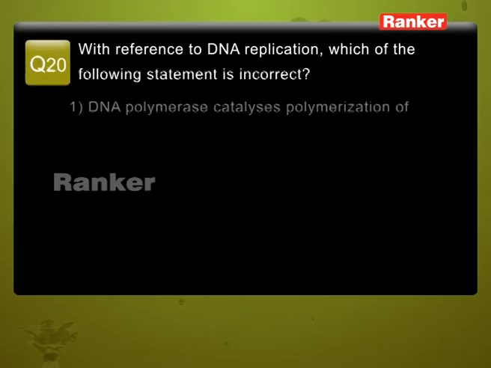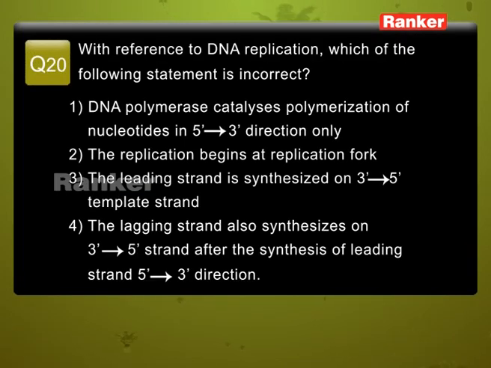Question number 20, with reference to DNA replication, which of the following statements is incorrect? Options: 1. DNA polymerase catalyzes polymerization of nucleotides in 5' to 3' direction only. 2. The replication begins at replication fork. 3. The leading strand is synthesized on 3' to 5' template strand. 4. The lagging strand also synthesizes on 3' to 5' strand after the synthesis of leading strand, in 5' to 3' direction.